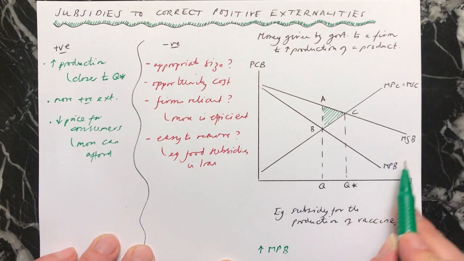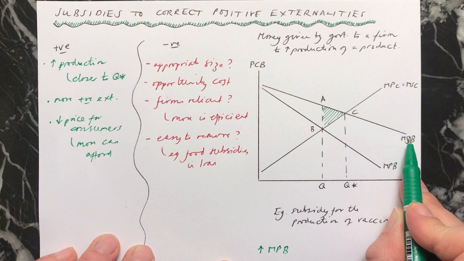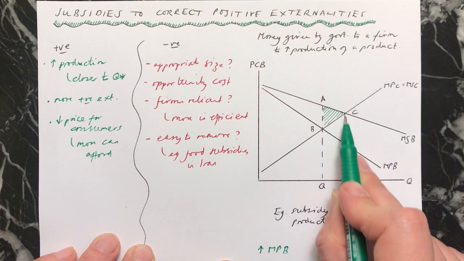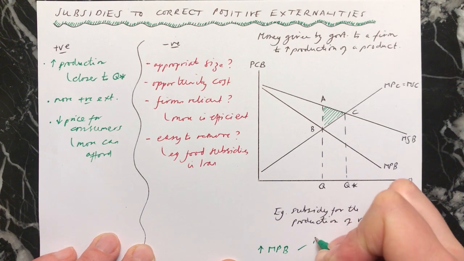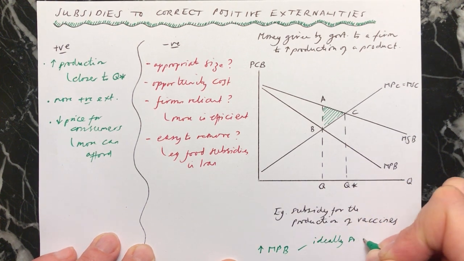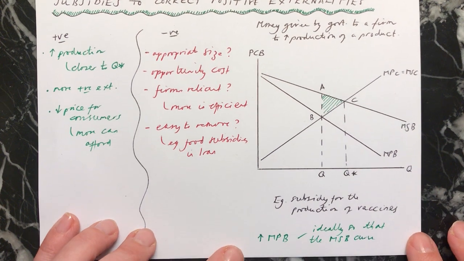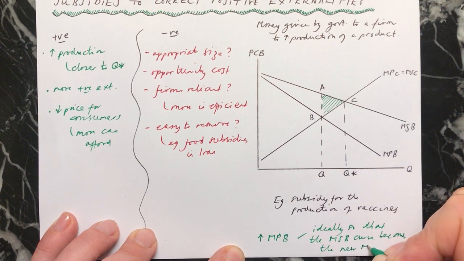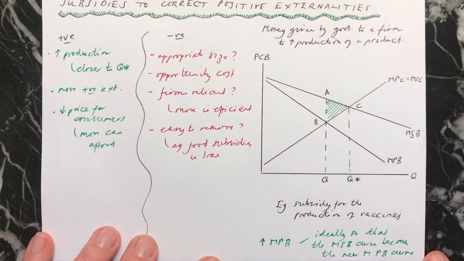If your marginal private benefits are now equal to this curve, it will now be true that your marginal private benefit will be equal to your marginal private cost at the socially optimum level of output. So ideally, the MSB curve becomes the new marginal private benefit curve. That's what you want to happen.